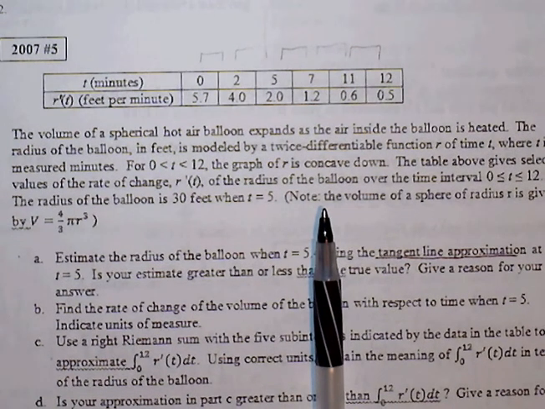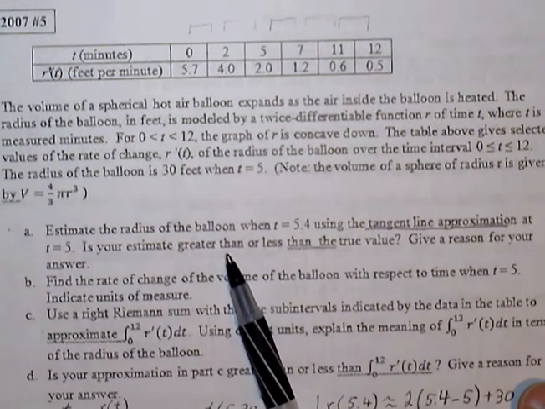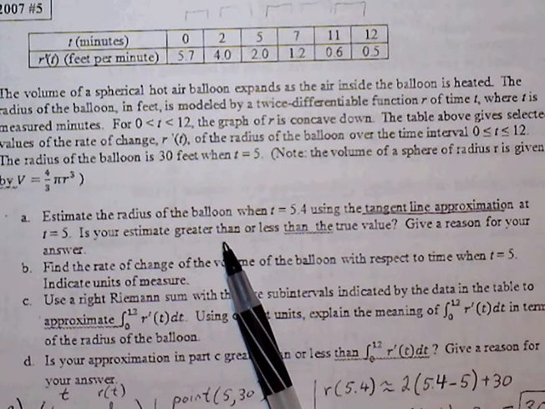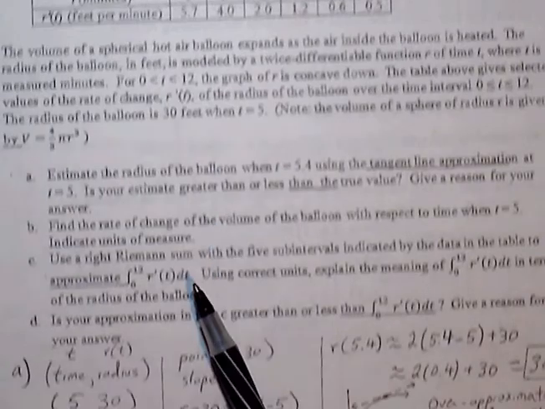4/3 pi r cubed. Part A, estimate the radius of the balloon when t is equal to 5.4 using the tangent line approximation at t equals 5. Is your estimate greater than or less than the true value? Give reasons for your answer.